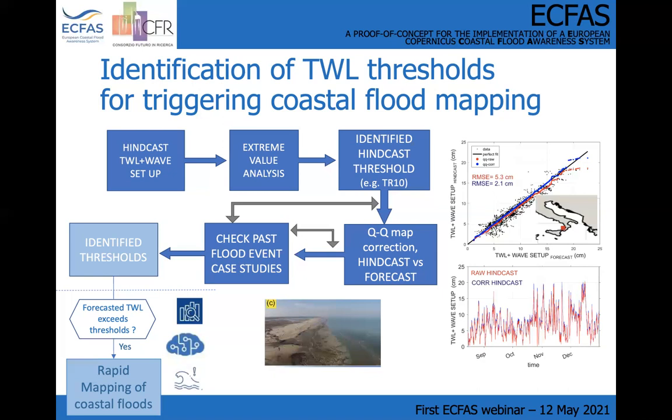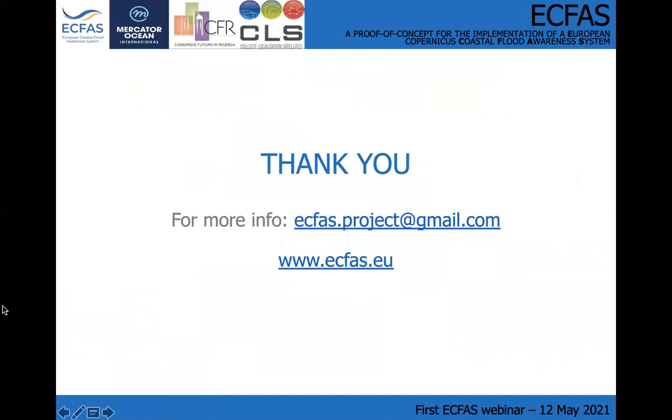With those identified thresholds, we will check their accuracy with past flood event case studies. And if they are not matching very well, we will just loop over that chain to adjust the thresholds so that we can get the identified thresholds that will be used in ECFAS. And those will serve to be compared with the forecasted total water level. And if they exceed the thresholds, then we will activate the rapid mapping of coastal floods in other parts of the ECFAS project.